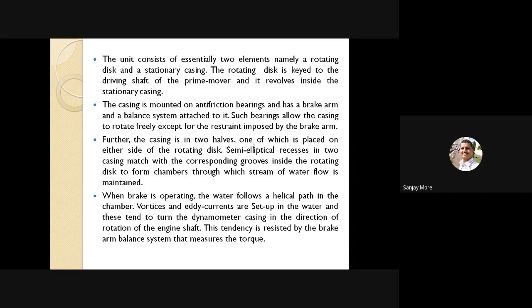This tendency is resisted by the brake arm balance system that measures the torque. Okay. This is the overview of the hydraulic dynamometer or fluid friction dynamometer.